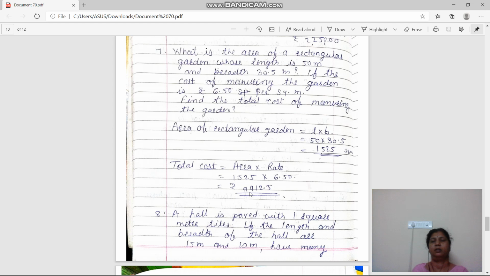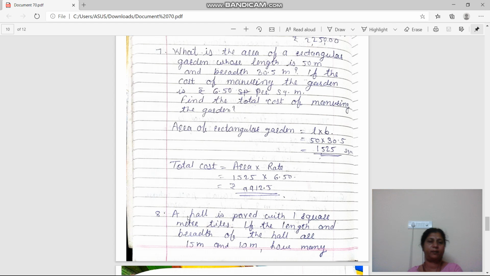Total cost 9912.5. See here, I have done the multiplication in rough. I have not shown it here. Okay, it is not that you have to write the answer. You have to multiply it and check your answers. Get it?